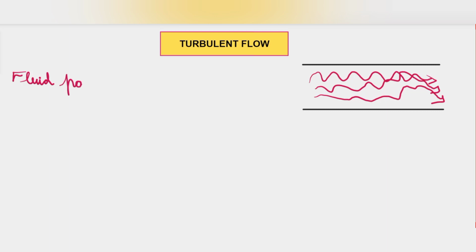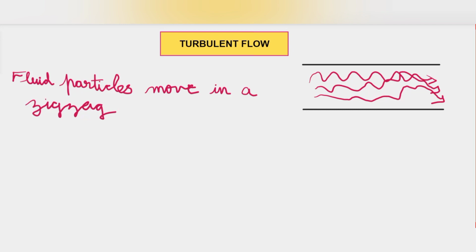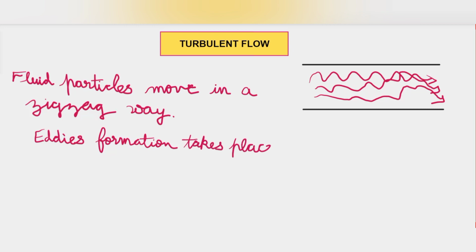Here, the fluid particles are moving in a zigzag way. And when particles move in such a zigzag way, eddies formation will take place, and because of this eddies formation there will also be a lot of energy loss. So in turbulent flow, the fluid particles are moving in a zigzag way. Because of the zigzag motion, eddies formation will take place. And because of eddies formation, there is high energy loss.